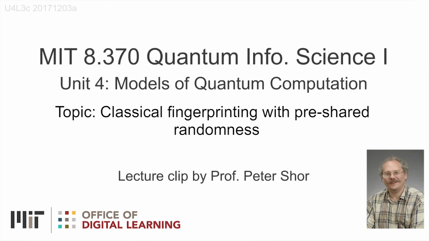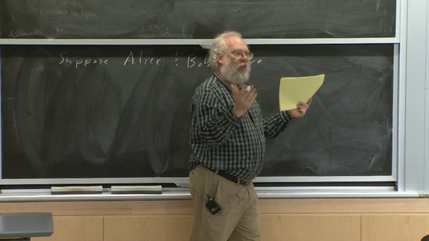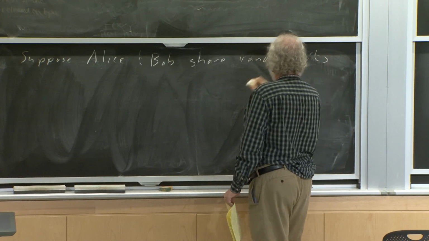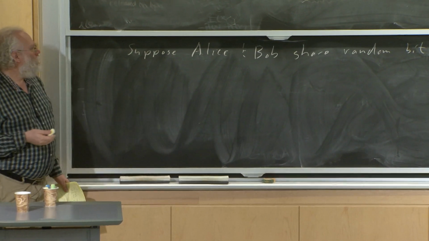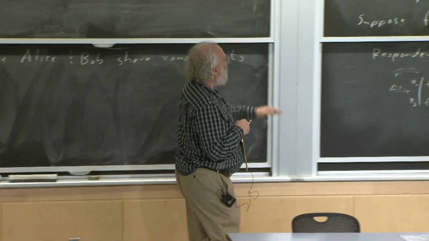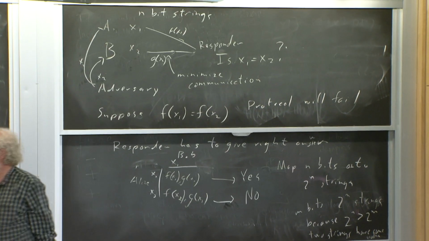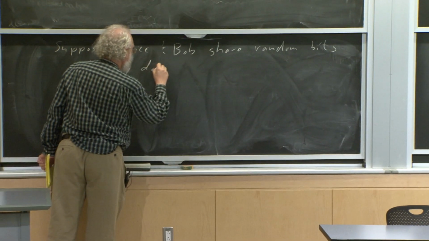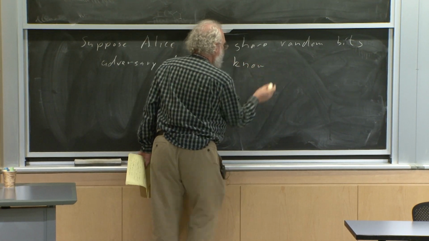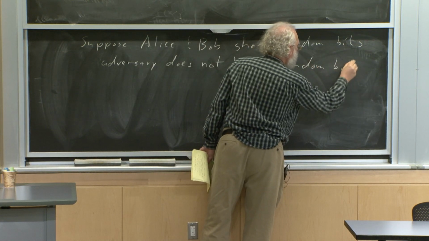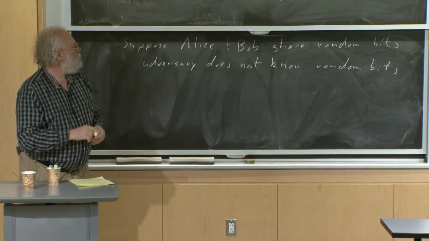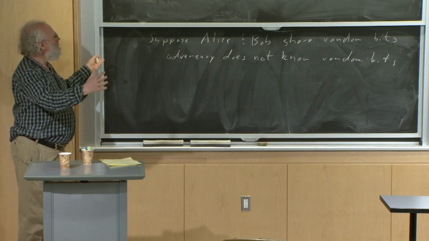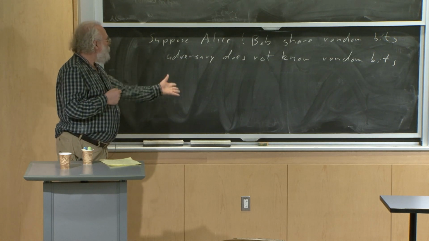Suppose Alice and Bob share some source of random bits. And we'll also assume that the adversary does not know these random bits. Okay, and this is actually an important case because the quantum algorithm protocol we're going to present at the end of this discussion is going to look a lot like this. Or rather, it's going to use some of the same ideas.